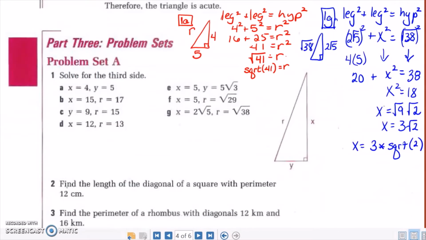So if we take a look at a couple more examples, 1a. I do recommend drawing out the triangle for each of these. They tell us that x is 4, that's a leg, y is 5, that's another leg, and we're asked to find the hypotenuse. So the leg squared plus the leg squared equals the hypotenuse squared. 4 squared plus 5 squared equals r squared. Then 4 squared is 16, 5 squared is 25, and that's equal to r squared. 16 plus 25 is 41. When we take the square root of that, there is no perfect square or nothing to simplify or reduce within there. So r, the length of the hypotenuse, is just the square root of 41.